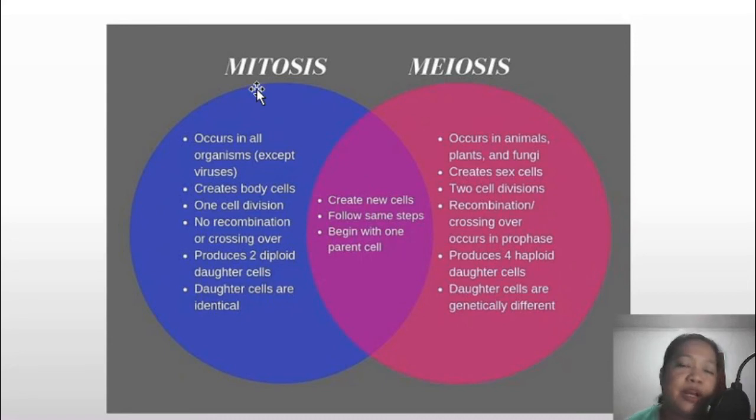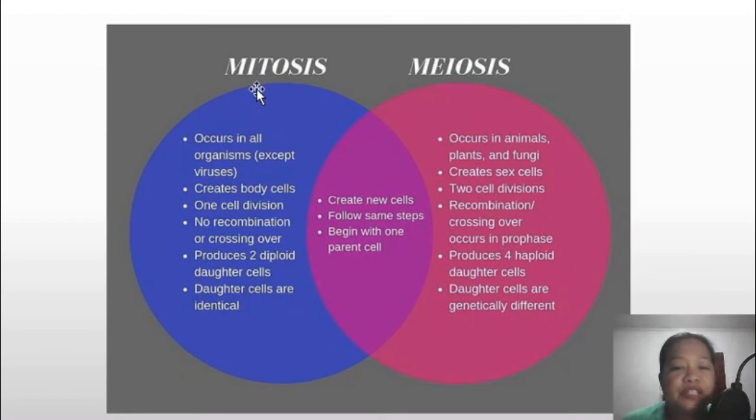In terms of number of divisions, mitosis has one division, while in meiosis we have two sets of division. And in mitosis, no recombination happens. So, whatever the identity of the mother cell, it's also the same identity of the daughter cell. So, no variability happens in mitotic division. While in meiosis, there's a recombination or crossing over of chromatids that makes us different from each other. And mitosis produces two diploid daughter cells, while meiosis produces four haploid daughter cells.